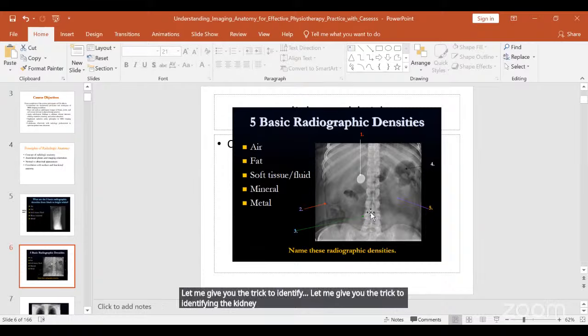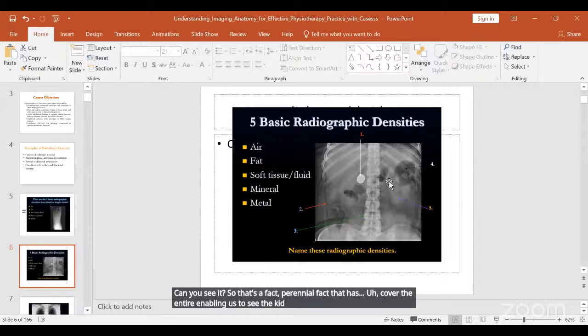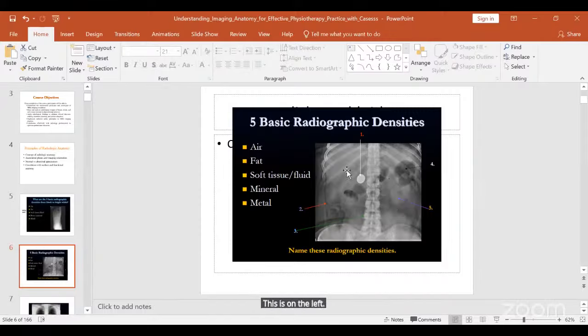Perhaps it will take some time for you to get it, but I don't know whether you can see there is a very bean-shaped appearance. Can you see? So that's a fat, perirenal fat that has covered the entire kidney, enabling us to see the renal outline. This is on the left. Here it is on the right. Can you appreciate it also? So this is the kidney renal outline. We're able to see it because the kidney has perirenal fat surrounding it. Are we together? And anatomically, you can see the lower pole of the right kidney is much lower than that of the left, and that's the normal variant.